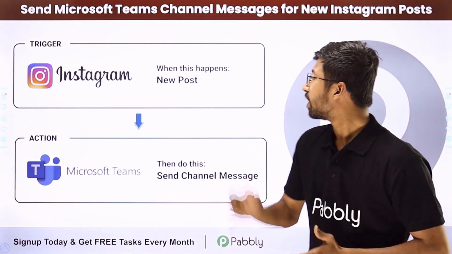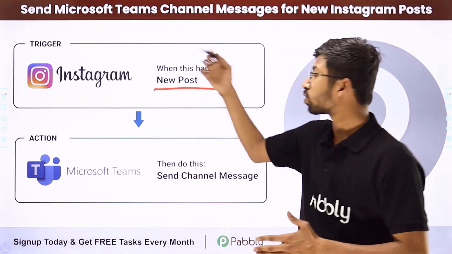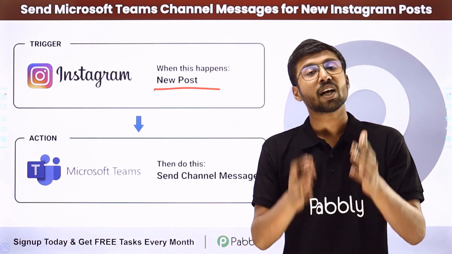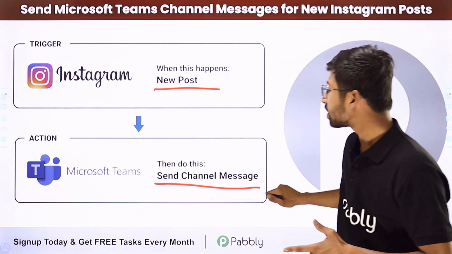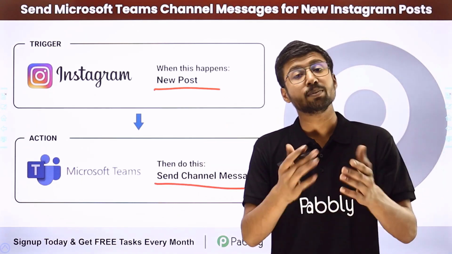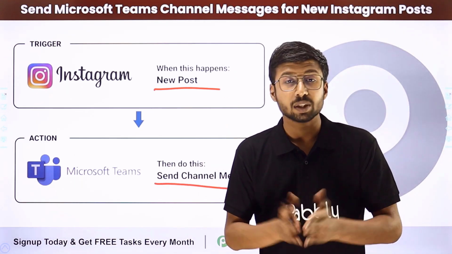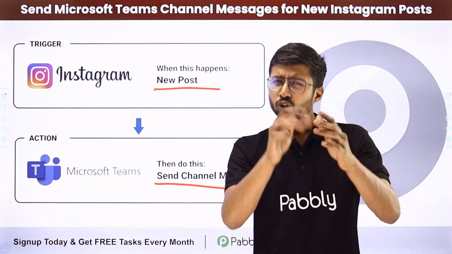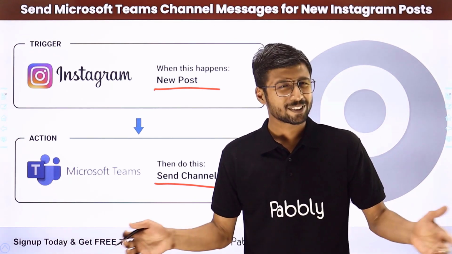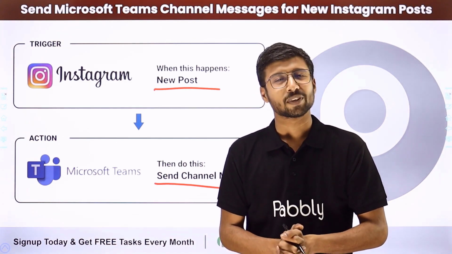So let me tell you how you can automate this process. In this automation, the trigger will be sharing a new post on our Instagram account. And then the action will be, as we share this new post, automatically a channel message will be sent on our Microsoft Teams channel and update our team members regarding the new post which we have shared, with its link also. So guys, how can you set up this automation? To know this, you have to come with me to my screen.